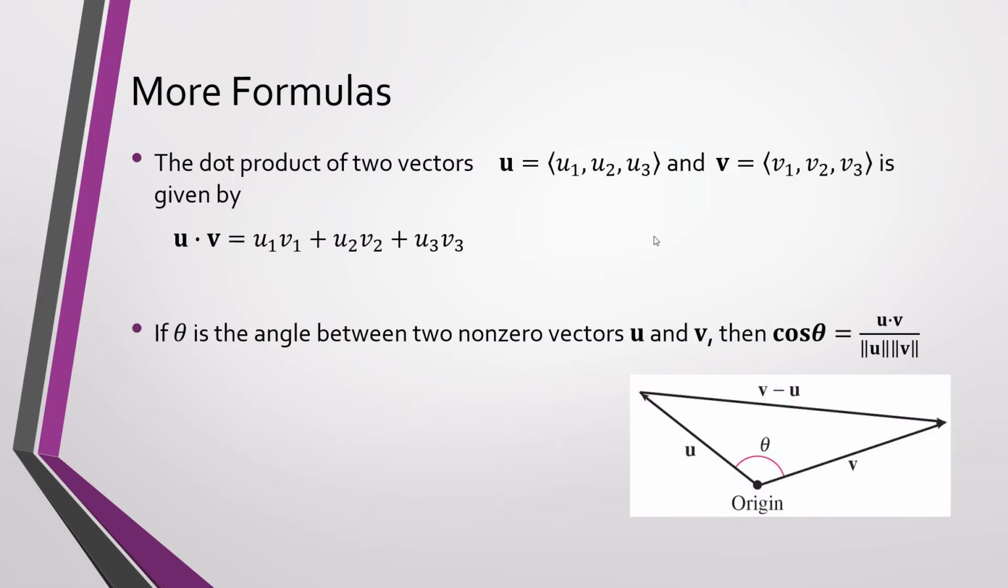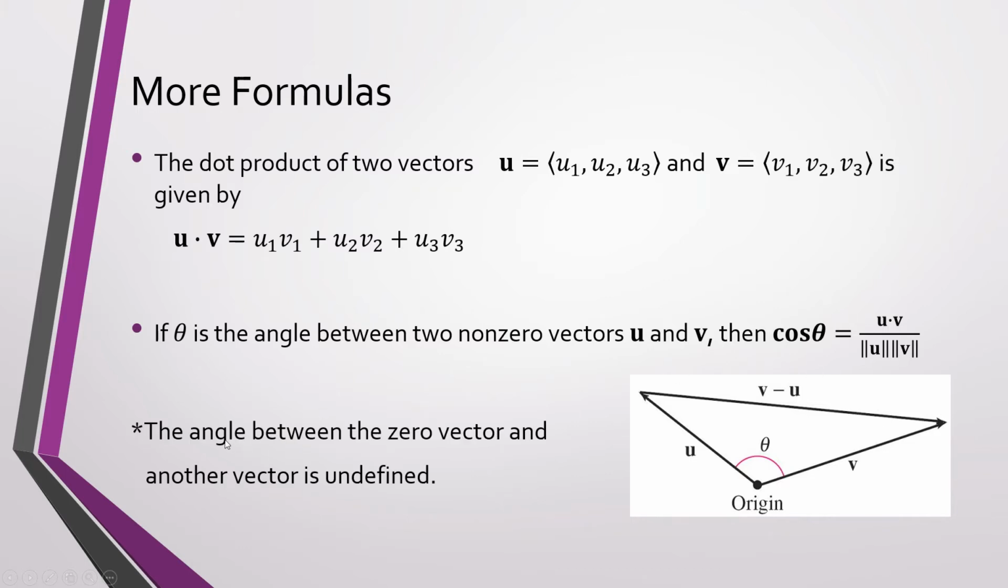Our next formula: if theta is the angle between two non-zero vectors, u and v, then the cosine of that angle is equal to u dot v divided by the magnitude of u times the magnitude of v.